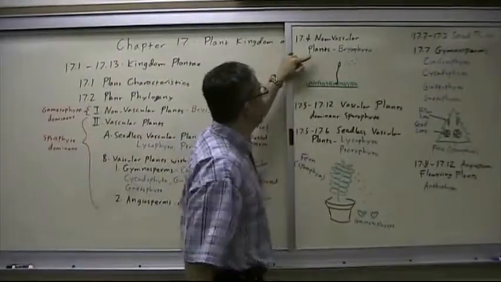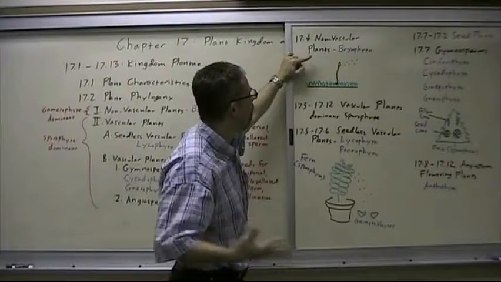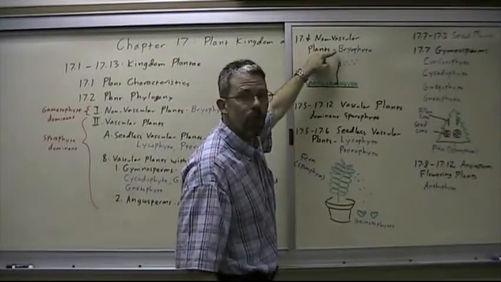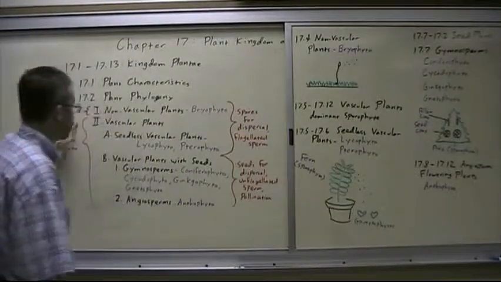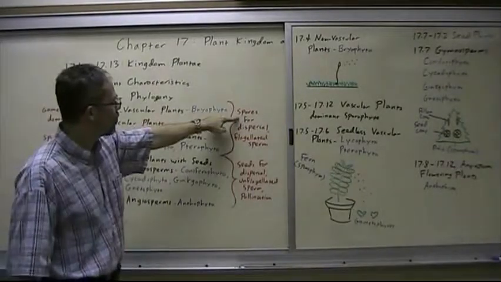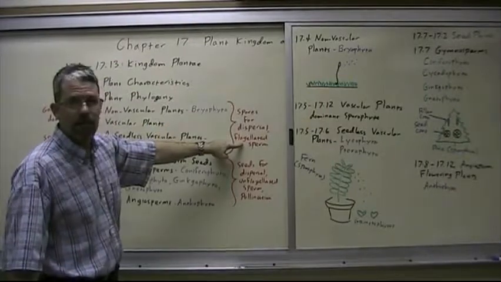Now, starting from section 4, we discuss the non-vascular plants, or collectively the bryophytes. The phylum Bryophyta are the true mosses. Now, mosses have a dominant gametophyte stage. Mosses use spores for dispersal, and they have flagellated sperm.